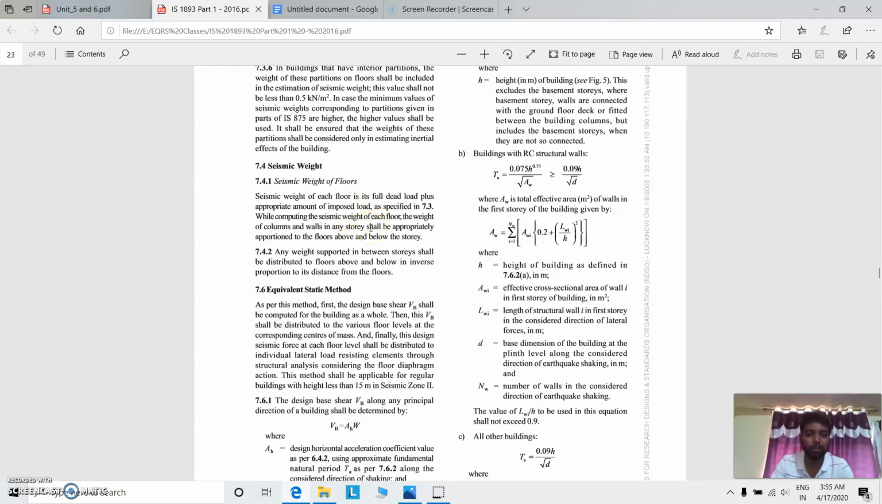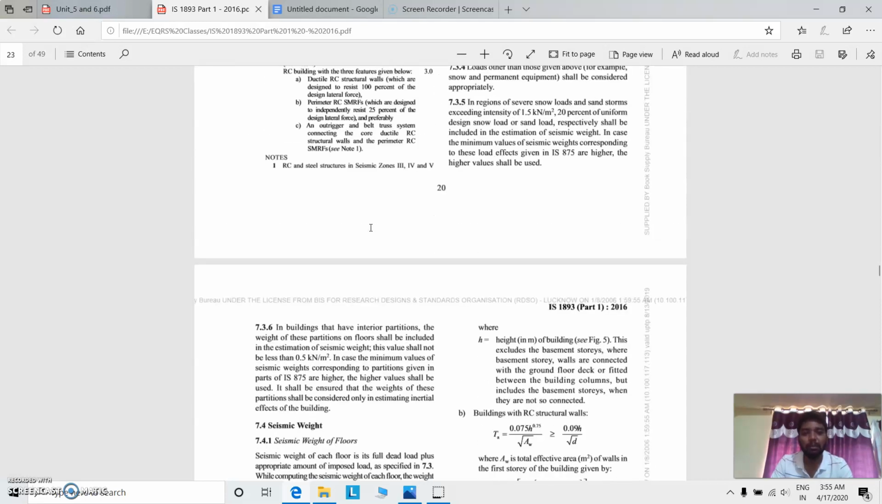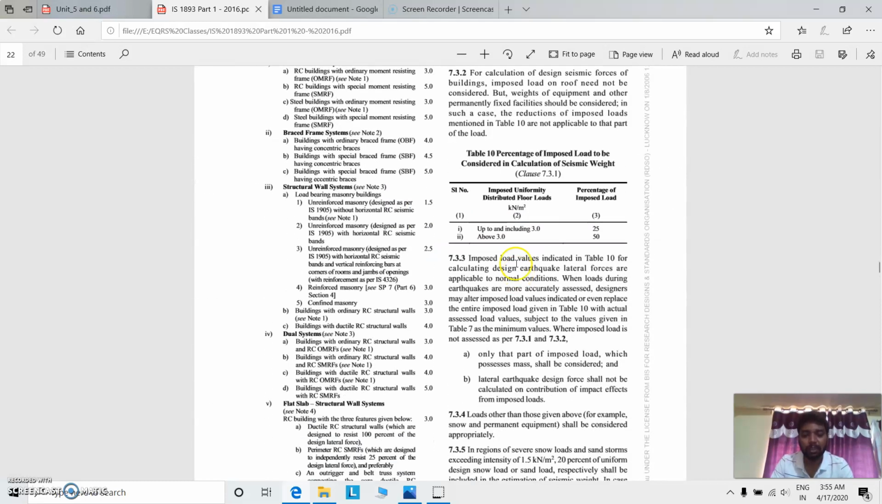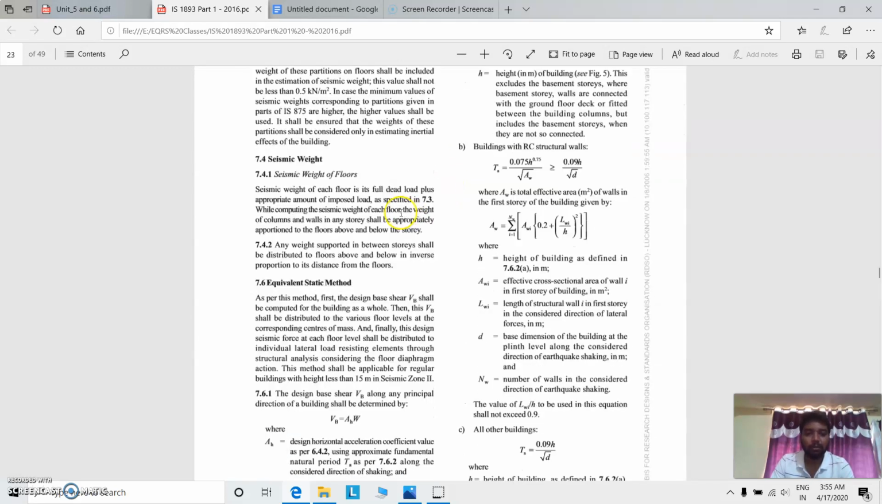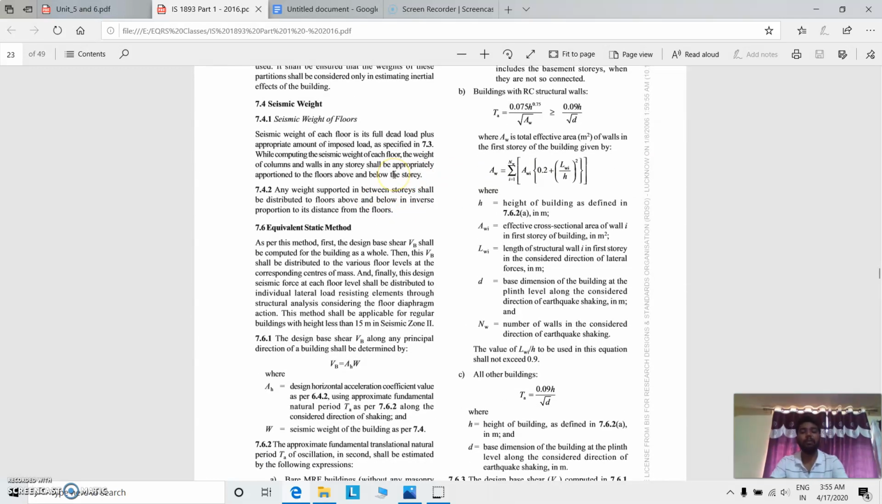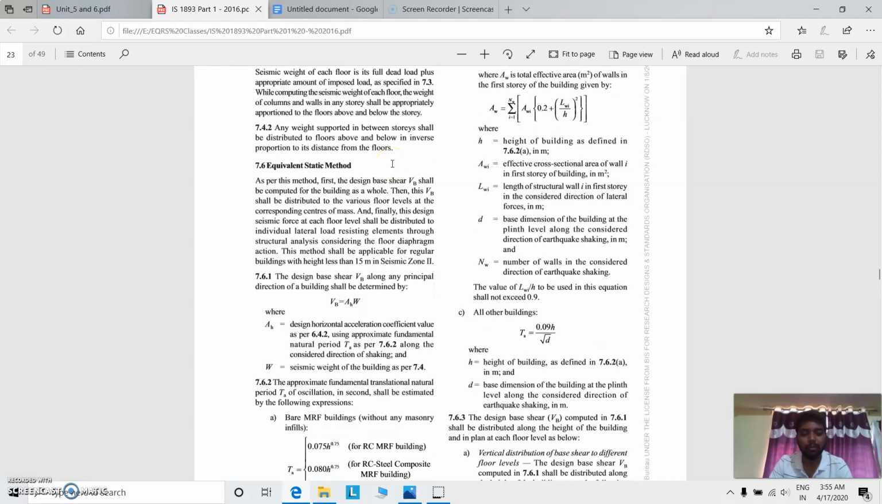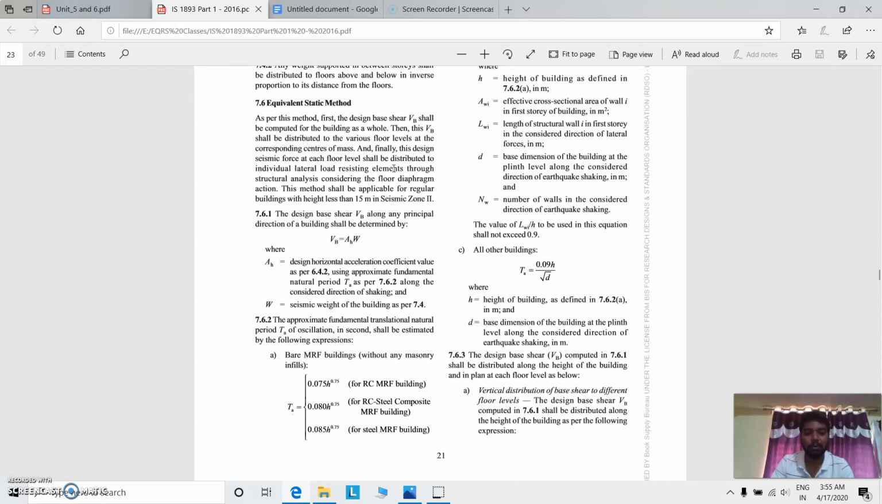Appropriate amount of imposed load is nothing but we have to consider based on the percentage, that is whether it is up to 3 kilonewton per square meter or above 3 kilonewton per square meter on each floor, right? Based on that we consider the appropriate amount of imposed load, and the remaining dead load is considered to be full dead load. That dead load includes weight of the column, weight of the beam, weight of the slab, and weight of the wall if it is provided.